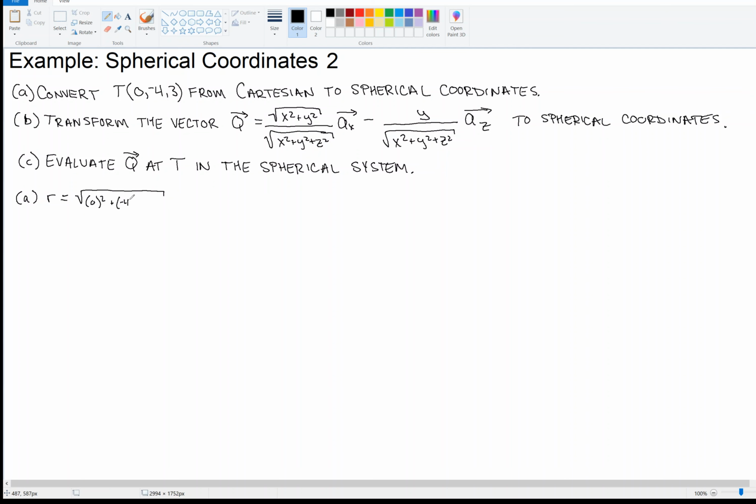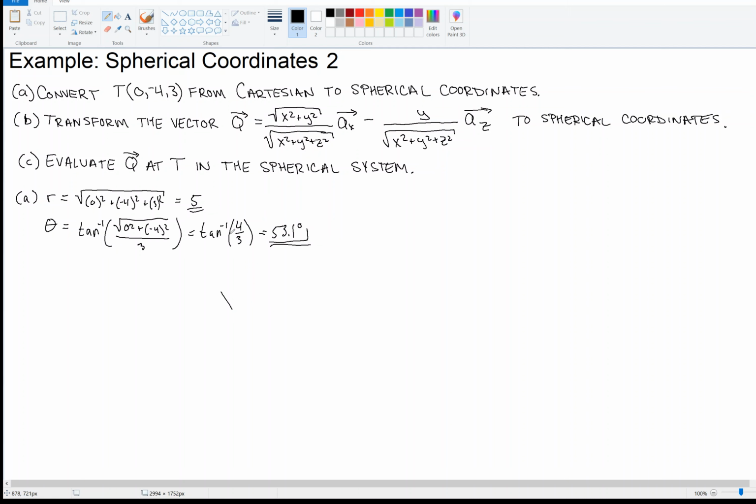Okay, so that's one coordinate, and then we need theta, and theta is the inverse tangent of the square root of x squared plus y squared, so that's 0 squared plus -4 squared, divided by z. Z is 3. Okay, so that's inverse tangent of 4/3. So we punch that in and we get 53.1 degrees rounded to 3 significant digits.